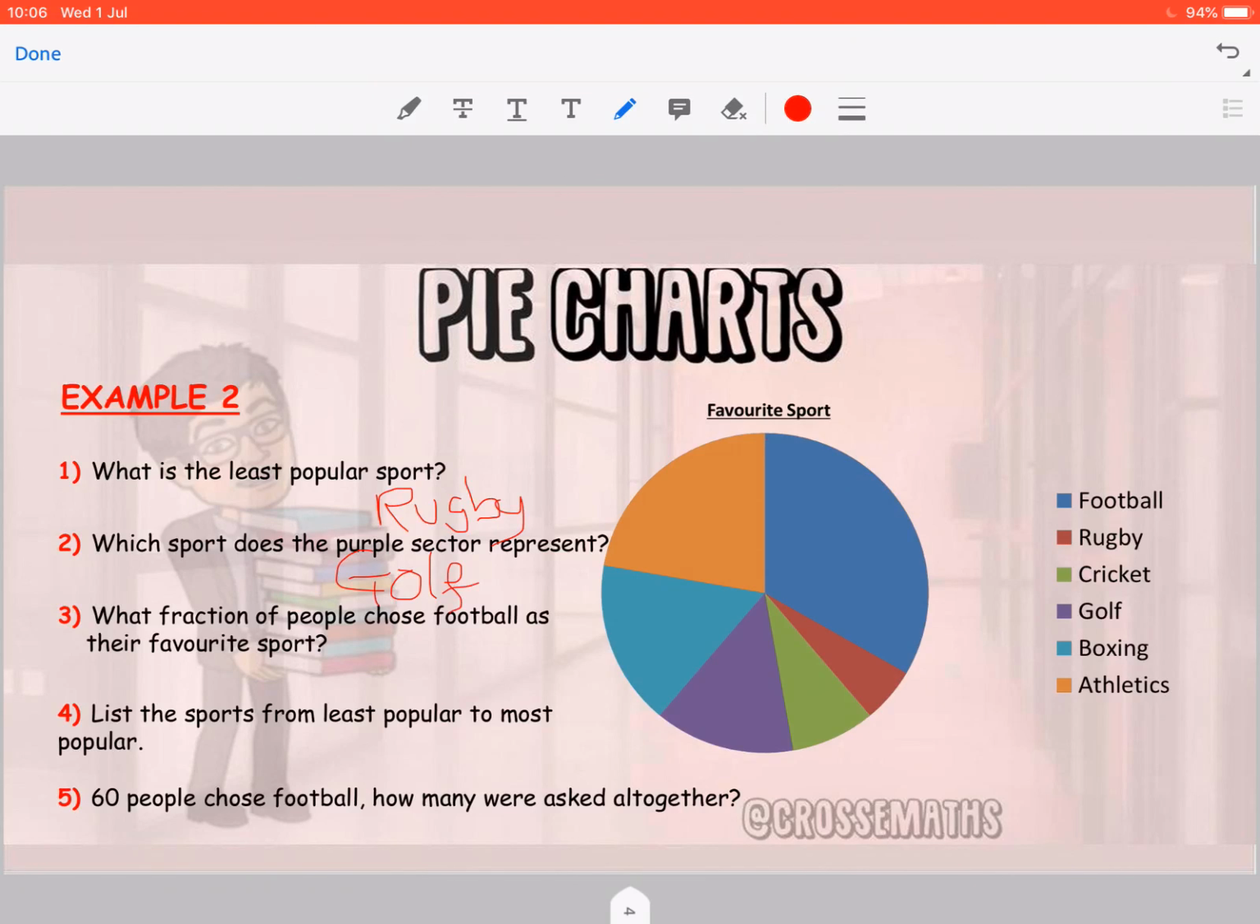What fraction of people chose football as their favourite sport? Football is the blue one. That fraction by there, I reckon, you've got to try and work out how many of those that fraction you could fit inside the grid. I reckon I could fit 3 of those inside, so that's going to be a third.